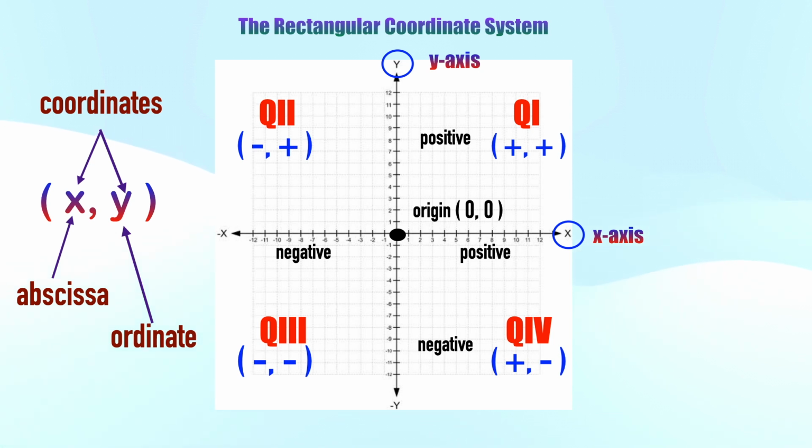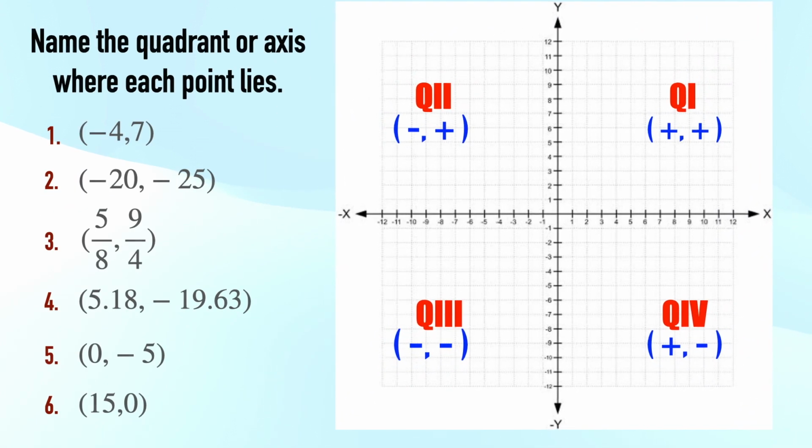Let us try to identify these points kung anong quadrant or kung anong axis. Kasi kapag hindi lahat ng points ay nasa isang quadrant, no? Minsan between two quadrants sila, no? Minsan nasa between the four quadrants, yon. Yung origin nasa four quadrants siya.